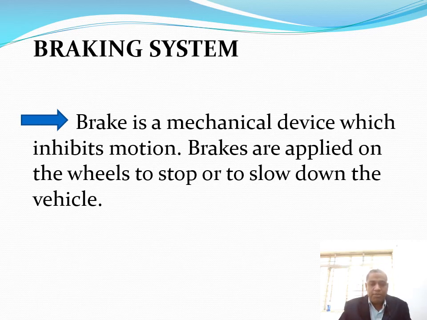In automobile engineering, we are using different systems, starting from the transmission system, auto-electric system, braking system, fuel system, suspension systems, and many other subsystems also. And one of the major systems of an automobile is known as the braking system. The brake is a mechanical device which restricts the motion of the vehicle.